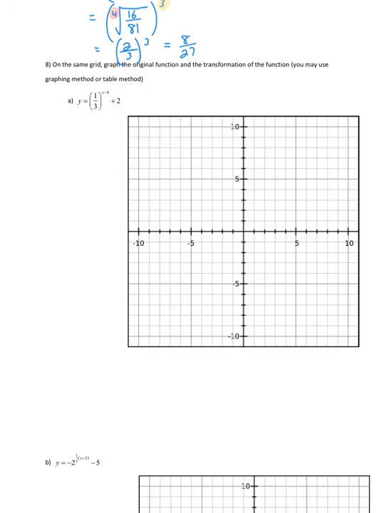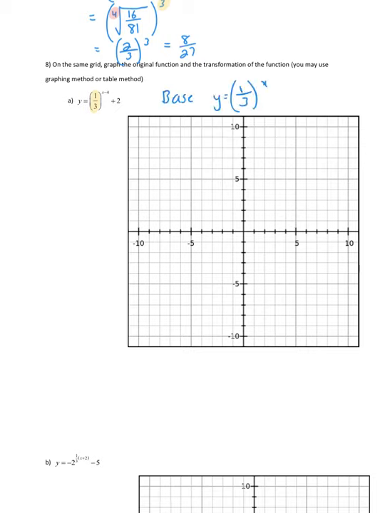The final question we will look at is question 8a and b, which is dealing with transformations. You can either use the graphing method or the table method, so I will discuss both because there is a split on students who are using each method. So this first question, first thing we're going to do is identify the base, which is 1/3. So we're going to graph that.